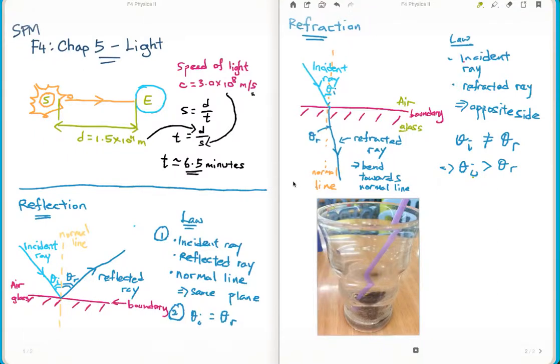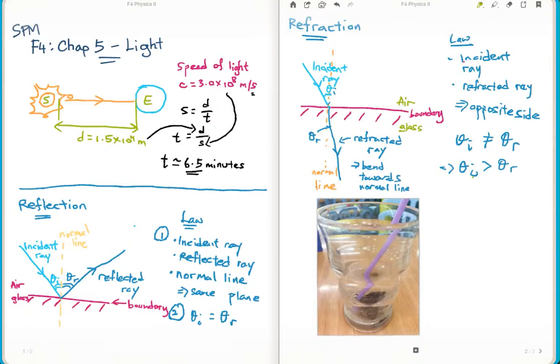We resume to the next section. Here is an example of an image that I captured, where light bends towards the normal line. The light is refracted when it enters from the air into the glass, and then comes out of the glass into the air.